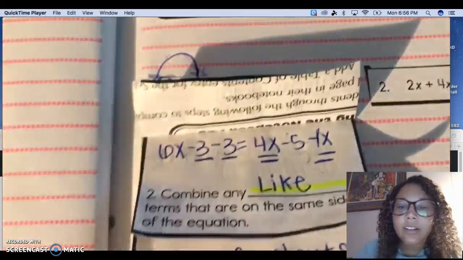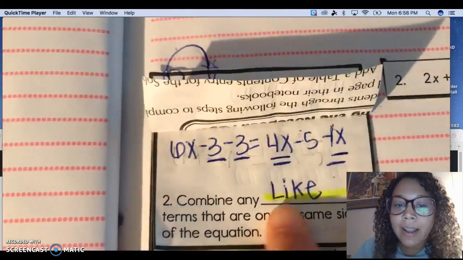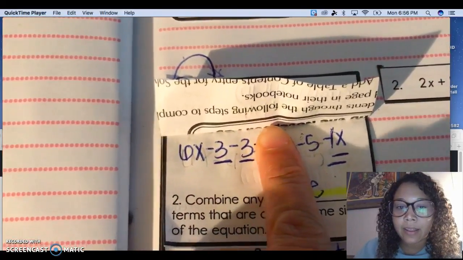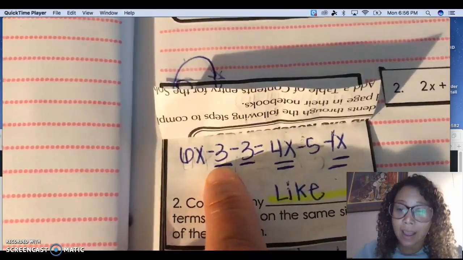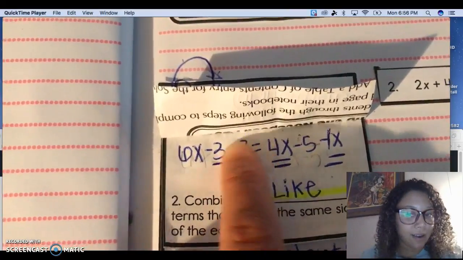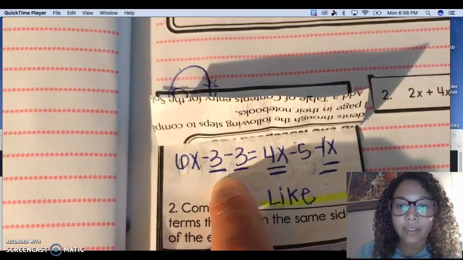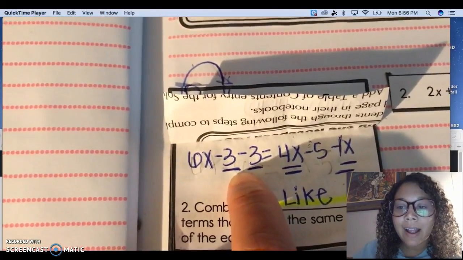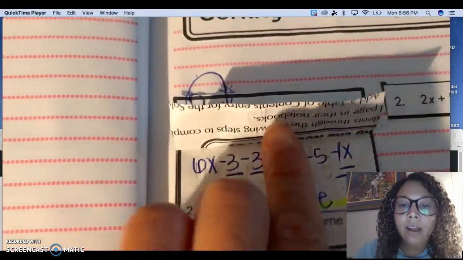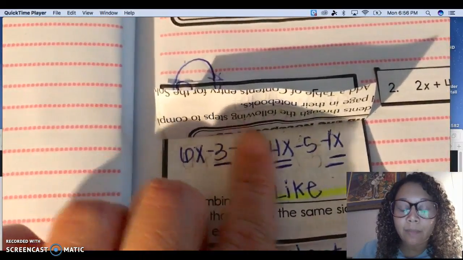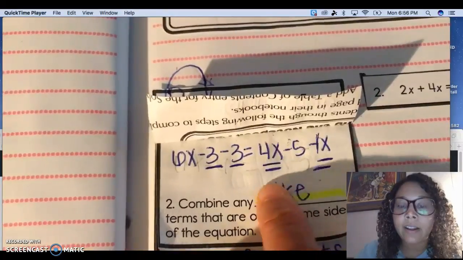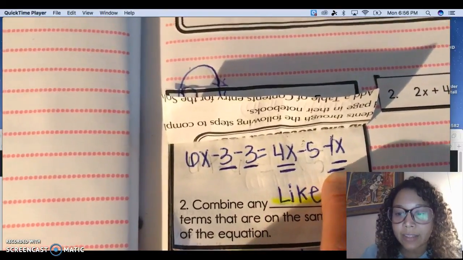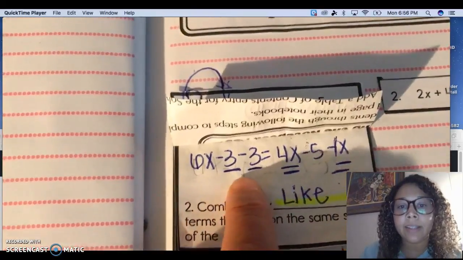Alright, so the next thing we're going to do is combine like terms. And like terms refers to anything there that we see that has a variable or that does not have a variable. So for instance, everything that says x will be a like term, and everything that does not is a like term. So notice that I underlined my like terms on the left, and I double underlined my like terms on the right. So these are the things I'm going to combine separately.